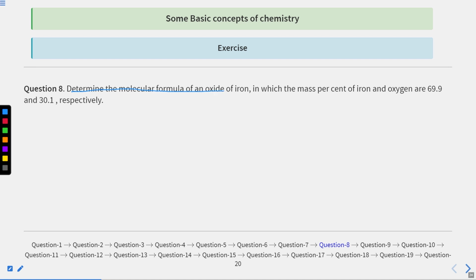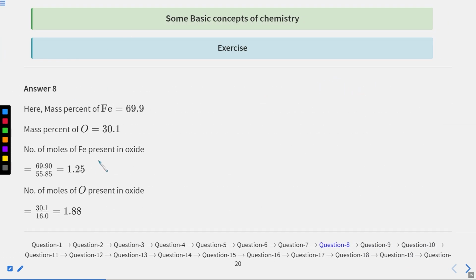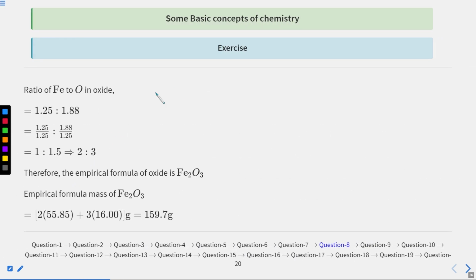Determine the molecular formula of an oxide of iron in which the mass percent of iron and oxygen are 69.9% and 30.1% respectively. How will you do it? So first of all, we are given that 69.9% iron is present and 30.1% oxygen is present. So we will calculate the number of moles for each in 100 gram, right? Then we will calculate the ratio, that gives Fe2O3. Now according to the empirical formula, the mass will be equal to 159.7 gram.